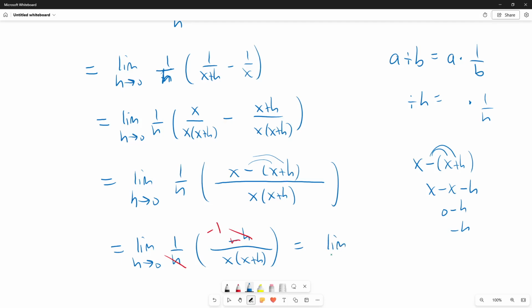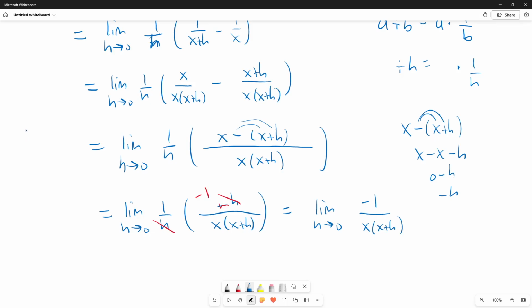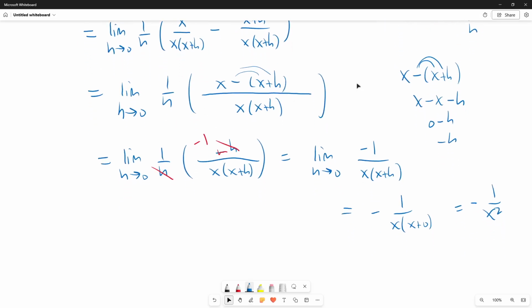So let's write the whole thing again, just for clarity. We have negative 1 on the top and x times x plus h on the bottom. And now that we've canceled the h that was originally on the bottom, we can plug in 0 for any remaining h's, and we get negative 1 over x times x plus 0, which is x times x, and x times x is x squared. So we have our answer. The derivative of 1 over x is negative 1 over x squared.